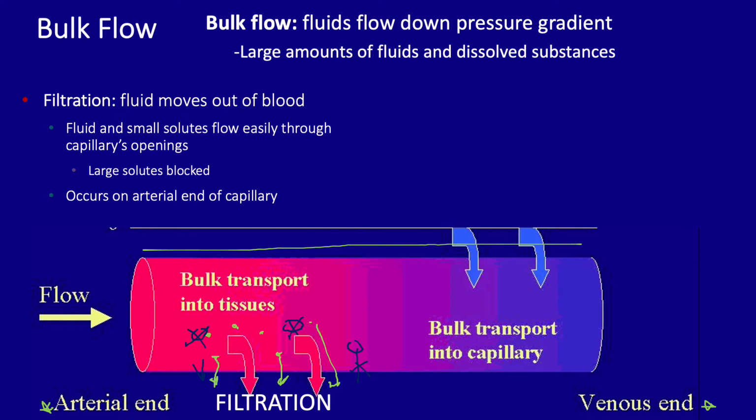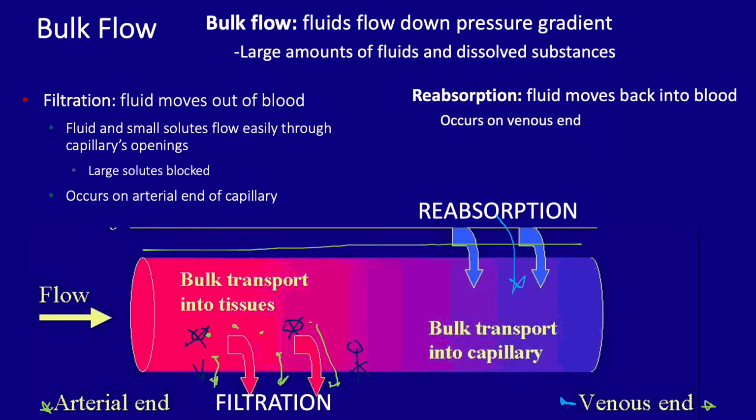Now on the venous end of the capillary, we have reabsorption occurring. And that's the movement of fluid via bulk flow back into the blood. So you're probably asking yourself then, how is it possible to have filtration on one end of the capillary and reabsorption on the other? Well, this is due to hydrostatic pressure and colloid osmotic pressure. Two things we'll define coming up.